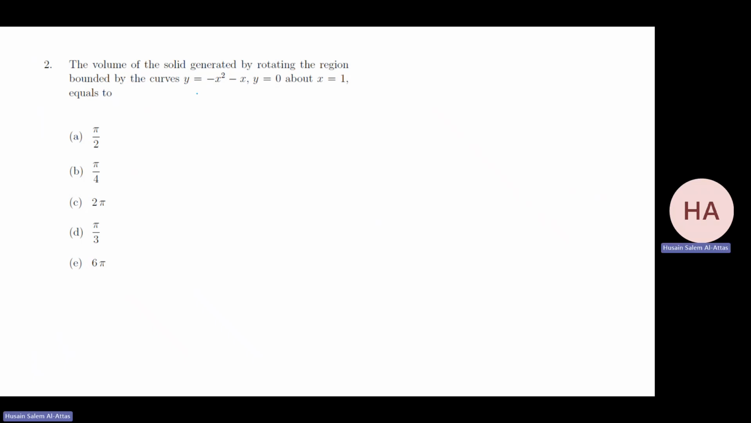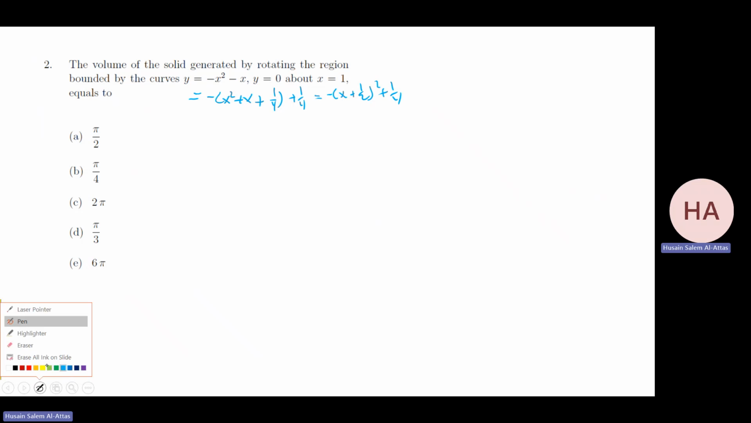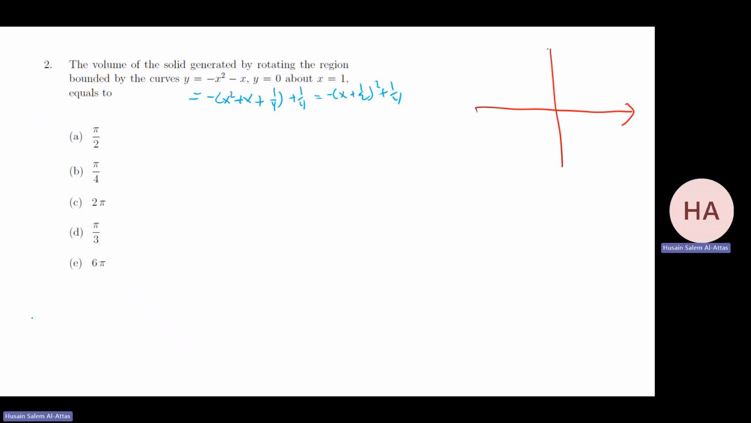I need to rewrite the parabola. Minus x squared plus x plus 1 over 4, plus 1 over 4. Minus 1 over 4, so I need plus. That will be minus x plus half squared, plus 1 over 4. Okay, let me graph the function. This is the parabola. Vertex is what? Minus half and 1 over 4. That will be the vertex. And it will do something like this. That will be my parabola.